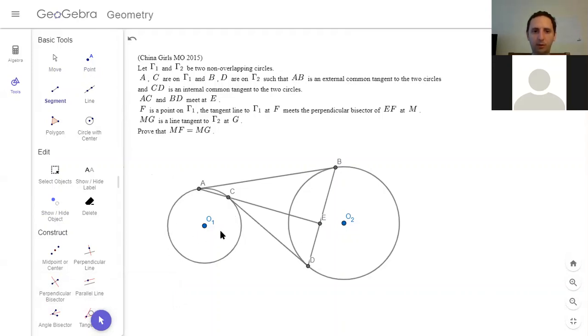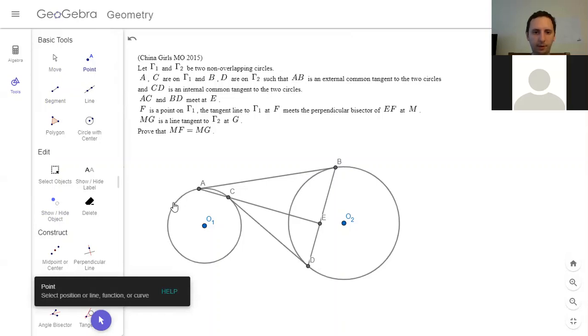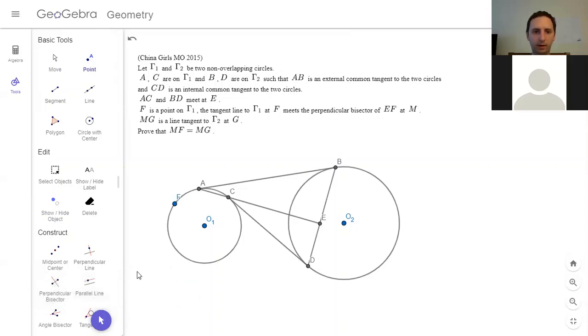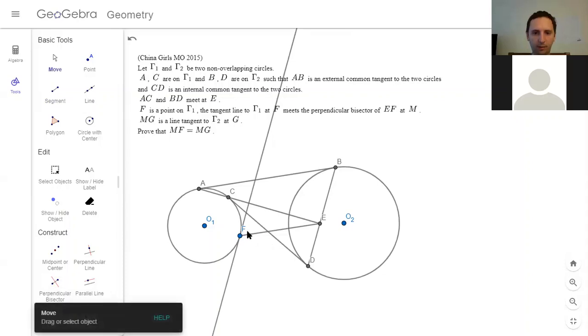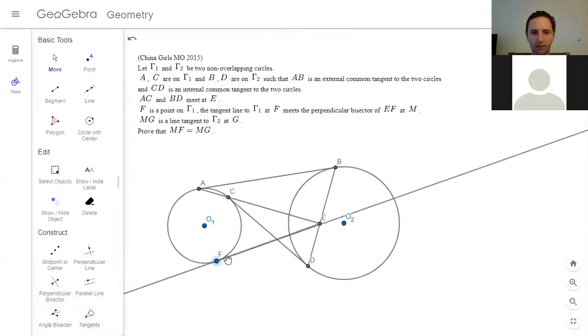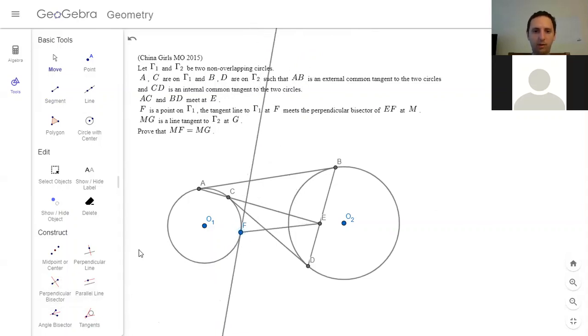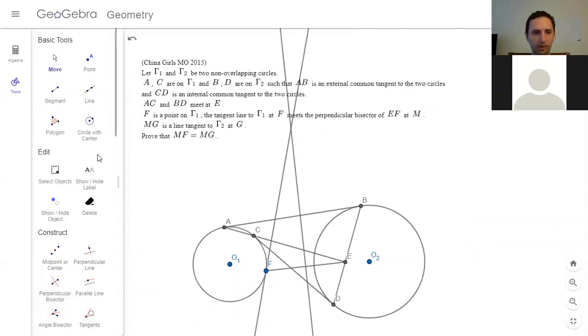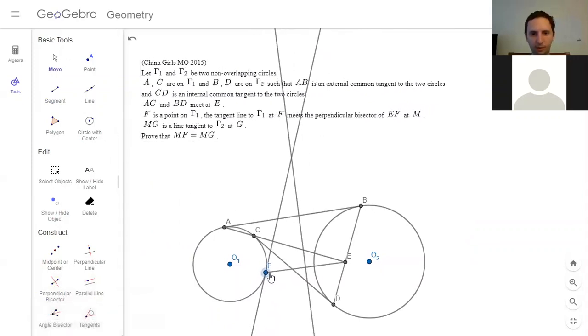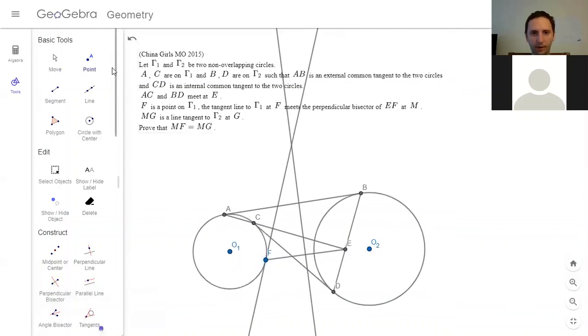F is on the first circle. I guess F is any point. And the tangent line to the circle at F meets the perpendicular bisector of EF at M. That's kind of random. If I draw the perpendicular bisector, it almost looks like EF is parallel to AB. I don't want it to look like that, so maybe I'll move things around. It's not so bad. So this is point M.